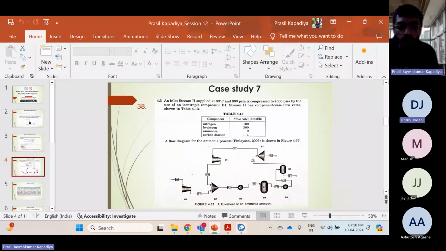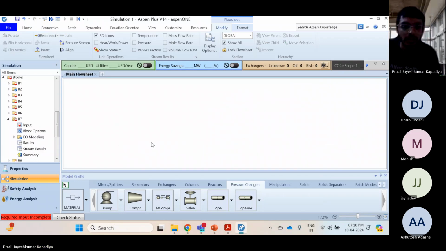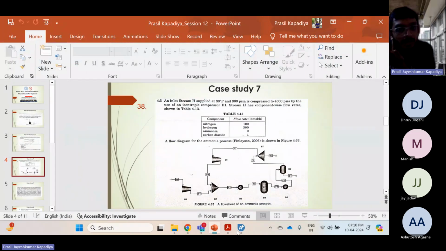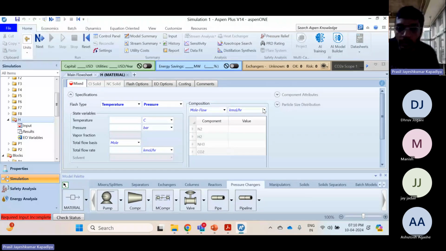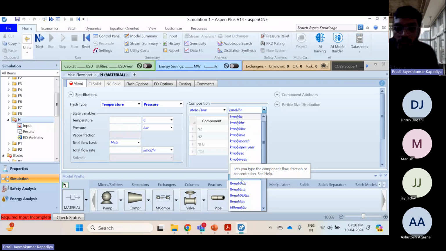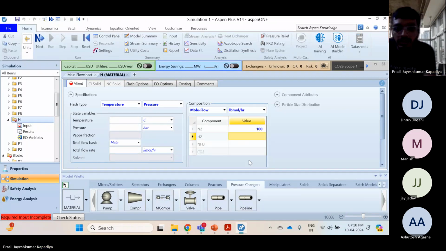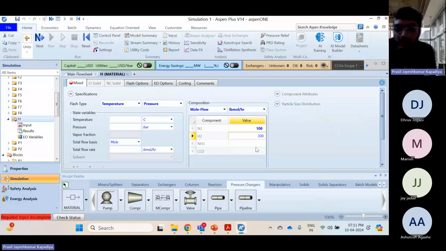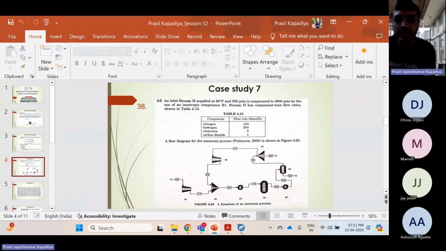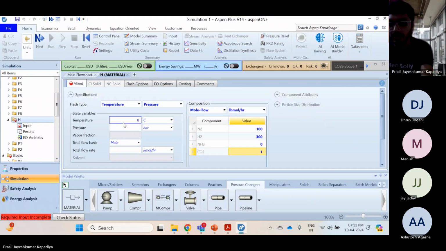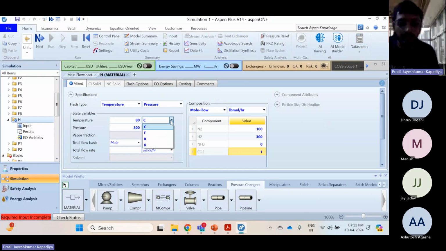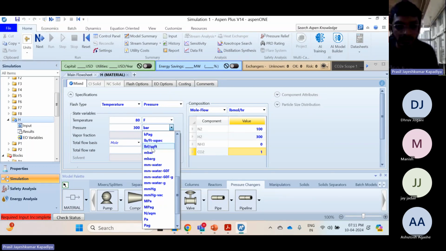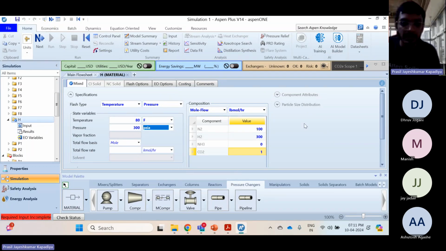Okay, so let's go for flow input conditions. So H2 is 100 pound moles per hour. We have to add flow rates, molar flow rate. So N2 is 100 and 300, 0 and 1, with 80 Fahrenheit and 300 psi. This is Fahrenheit, this is PSI. Okay, so the feed input is given. Please cross check your inputs.